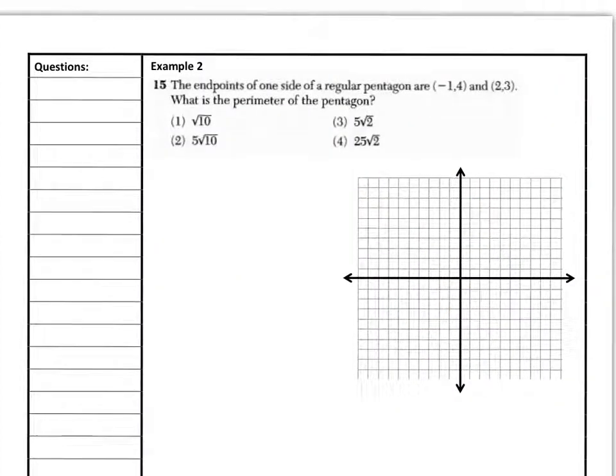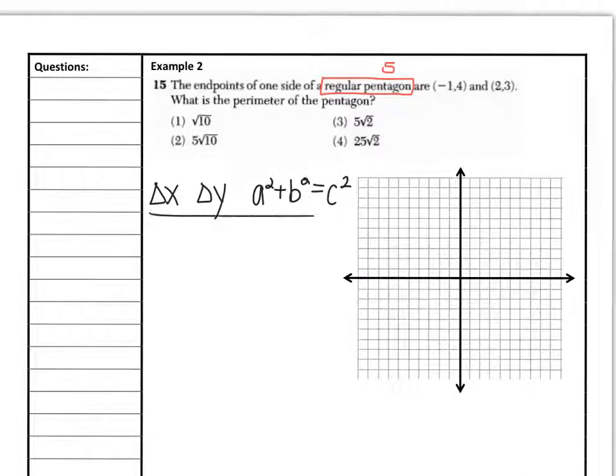Okay, so as you can tell, I apologize, this is a little blurry. This came straight off a Regents exam. It says the endpoints of one side of a regular pentagon. So first I'm going to jot down in my head, as I know pentagons have 5 sides, are -1, 4, and 2, 3. What is the perimeter of the pentagon? So I'm going to take a second to set up my table. Again, you could also do this on the graph. I'll do it both ways, so whatever way you're more comfortable with, it works for.